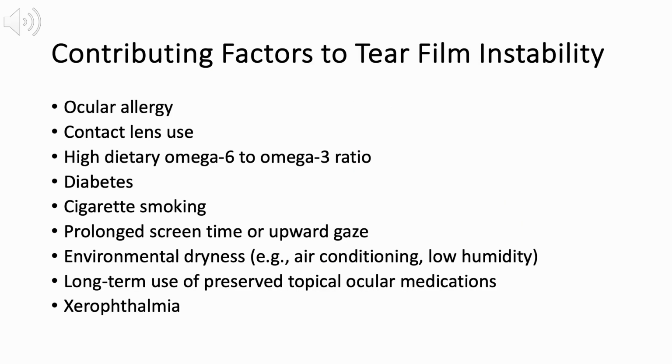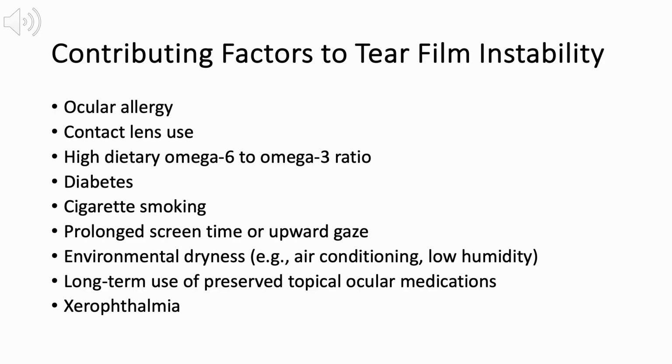Several factors contribute to tear film instability, each potentially exacerbating or triggering dry eye symptoms. Ocular allergy and contact lens use can disrupt the ocular surface and tear composition, leading to irritation and inflammation. A high dietary omega-6 to omega-3 fatty acid ratio may promote systemic inflammation, further impacting tear film quality. Systemic conditions such as diabetes and behaviors like cigarette smoking also impair tear production and increase oxidative stress on the ocular surface. Additionally, prolonged screen time or sustained upward gaze reduces blink frequency, decreasing tear film renewal and promoting evaporation.